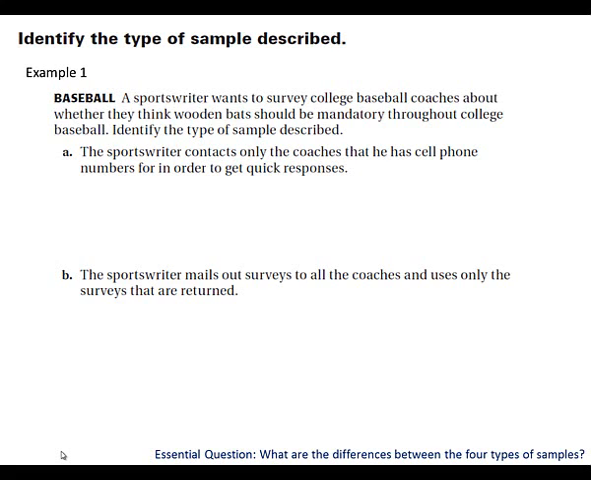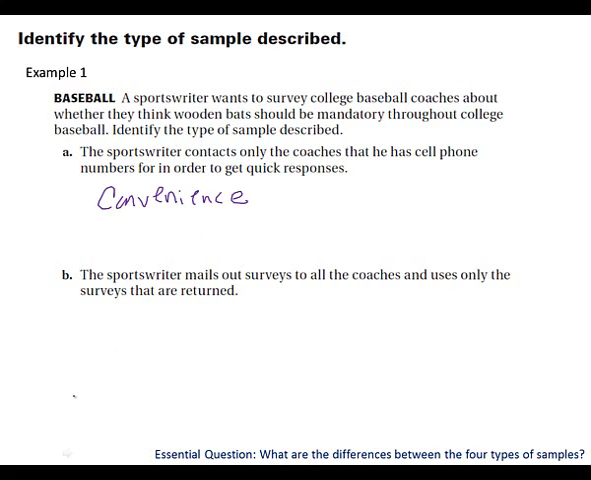So, we've got a sports writer who wants to survey college baseball coaches about whether they think wooden bats would be mandatory throughout college baseball. Identify the type of sample described. In part A, a sports writer contacts only coaches that he has cell phone numbers of in order to get quick responses. So what kind of a sample is that? That's a convenience sample, right? I'm not going to spell it right.